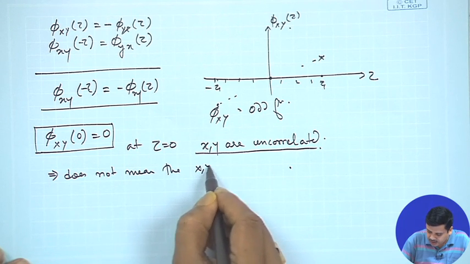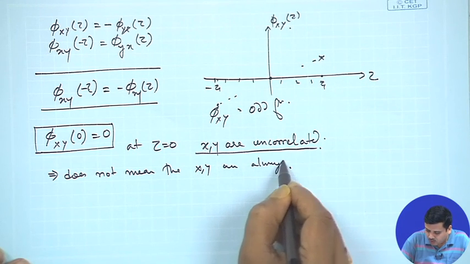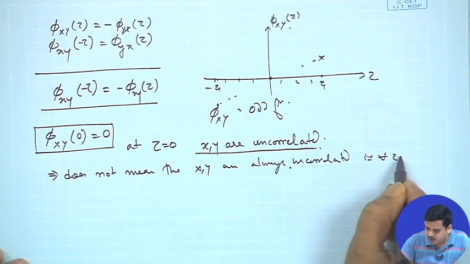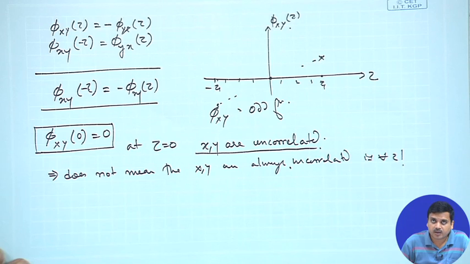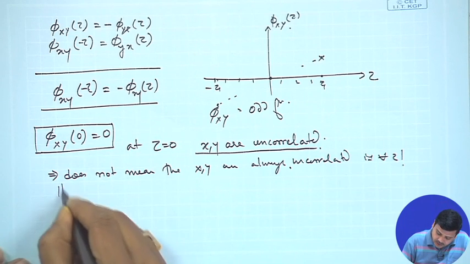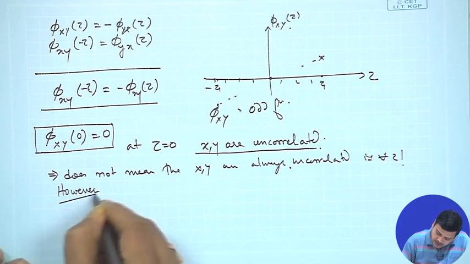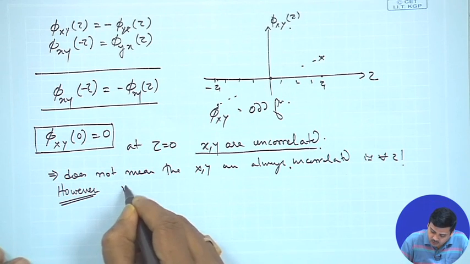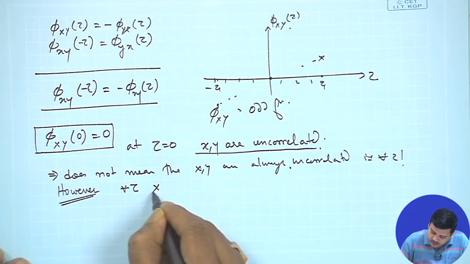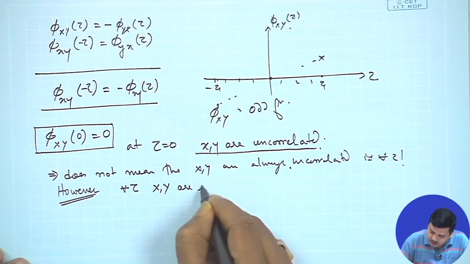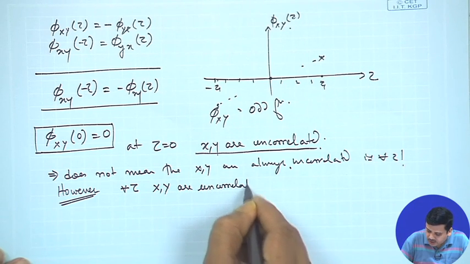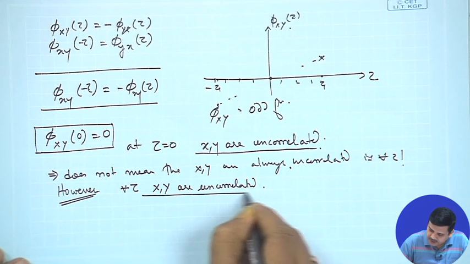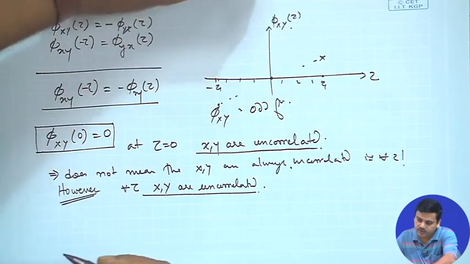that x and y are always uncorrelated, that is for all tau. It is not necessarily true. But however, at this point let us make an assumption that for all tau x and y are uncorrelated, right.